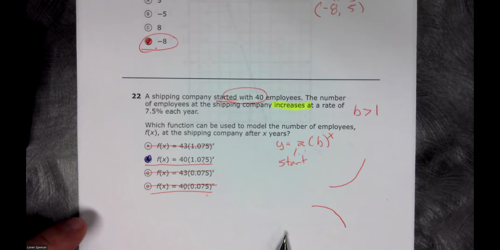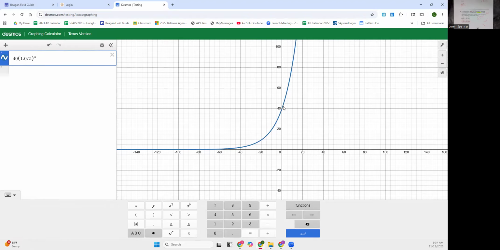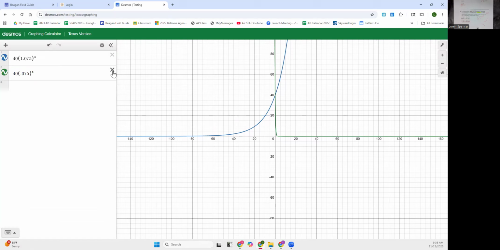So I'm going to go to my share button. And I have 40 and then parentheses 1.075 to the X. Gosh, B is definitely increasing. And we see that it crosses at 40. That's good. Let's try out D. 40, that's where we're supposed to be starting. Parentheses 0.075. And we raise it to the X. Oh, that one definitely decreases. So it cannot be D, it must be B.